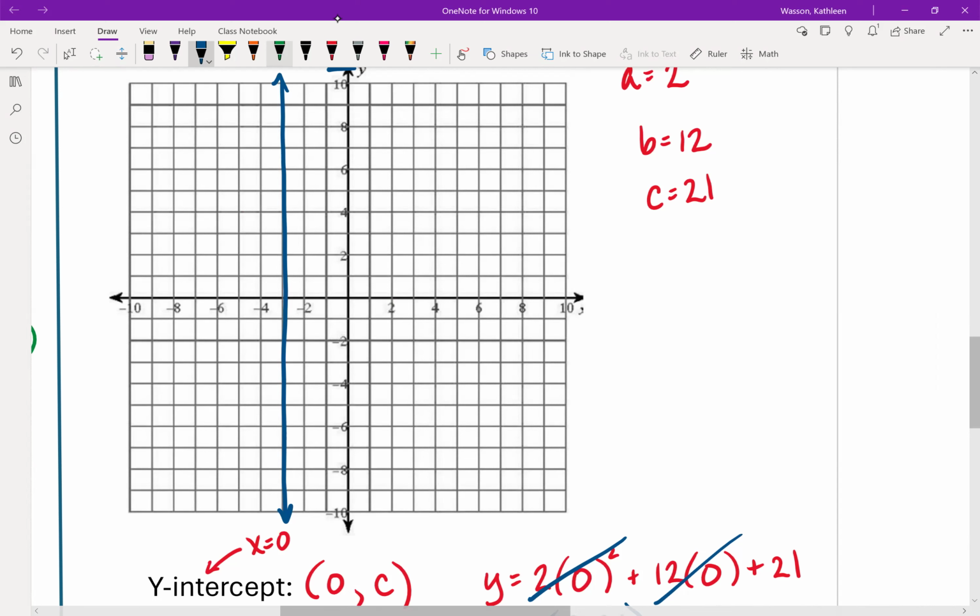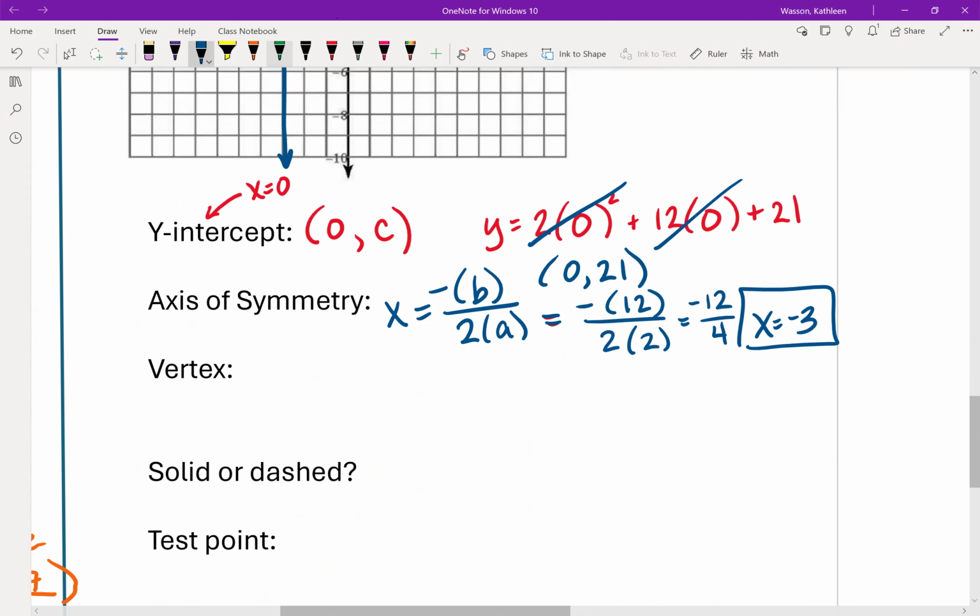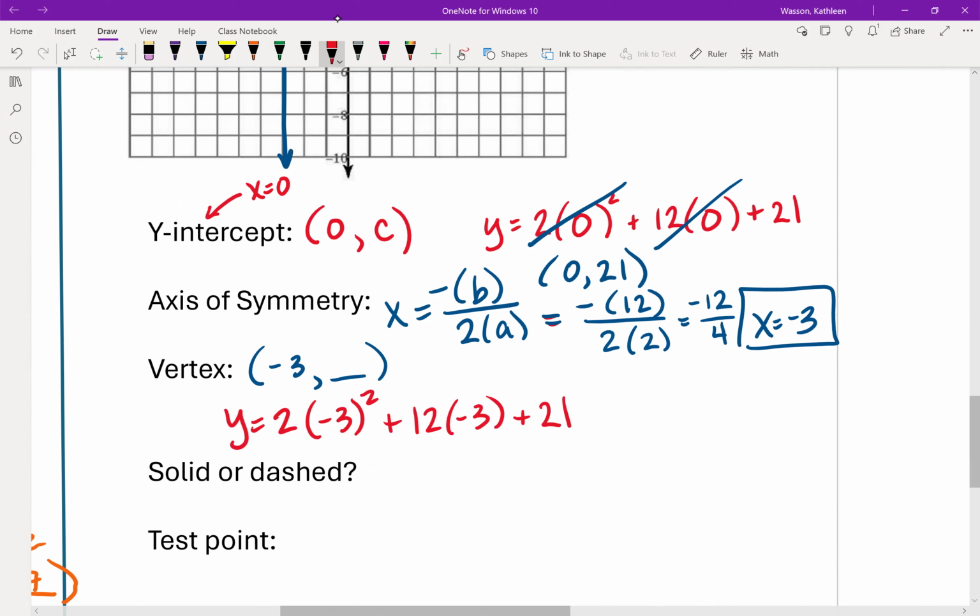So now I know what the x is for the vertex. X is going to be negative 3. I don't know what the y is. I'll have to calculate that. So this is going to be y equals 2 times negative 3 squared plus 12 times negative 3 plus 21. I put negative 3 in place of x.